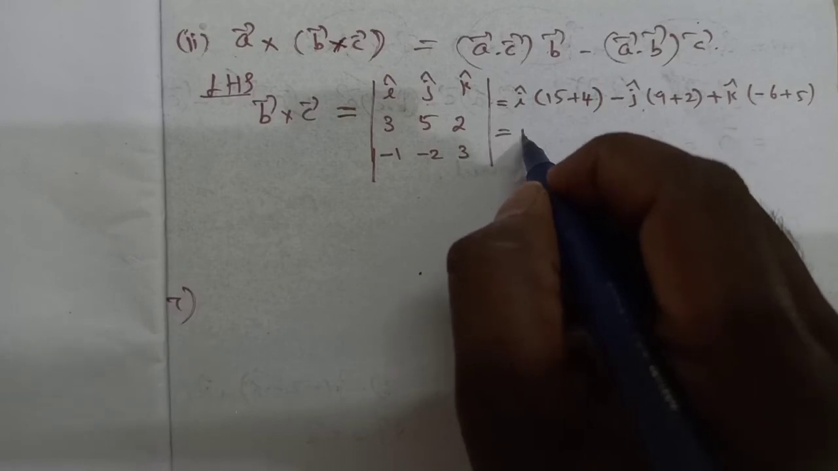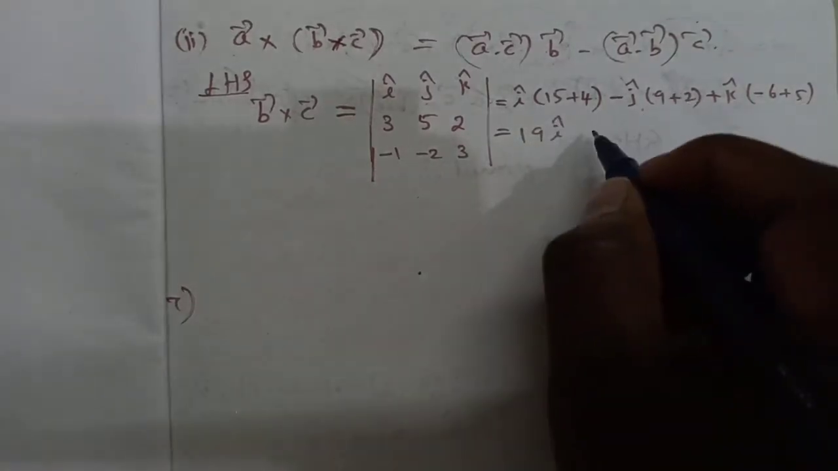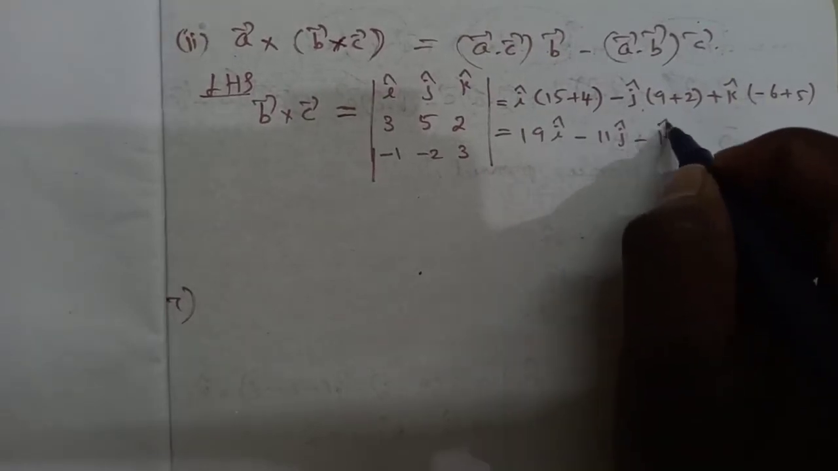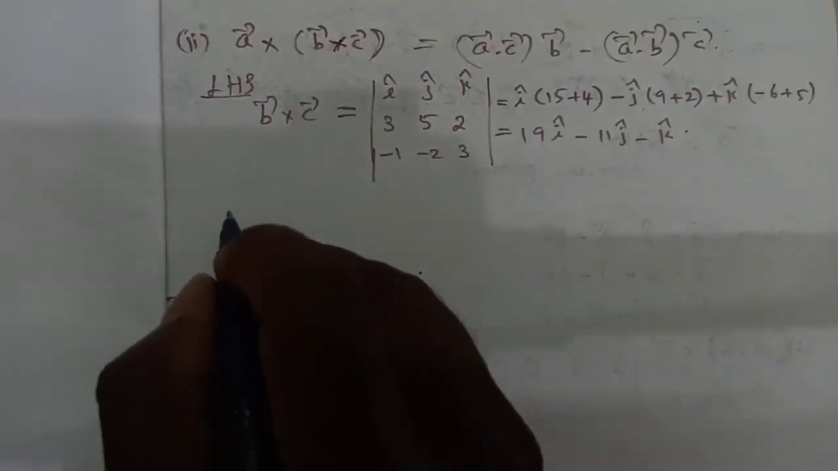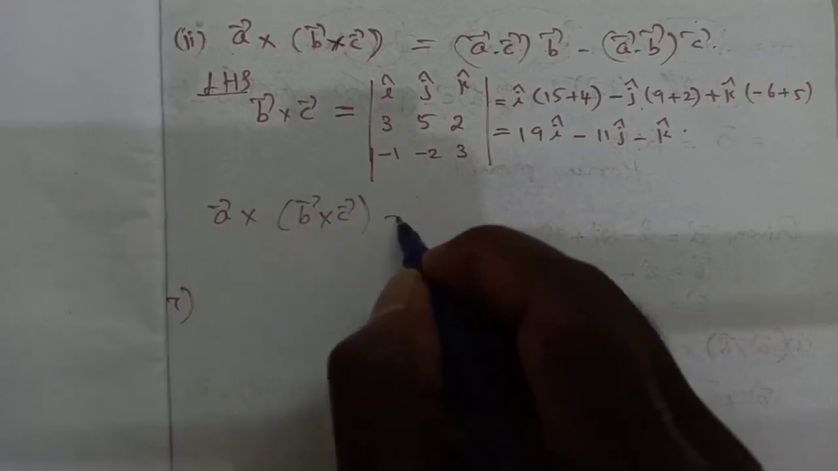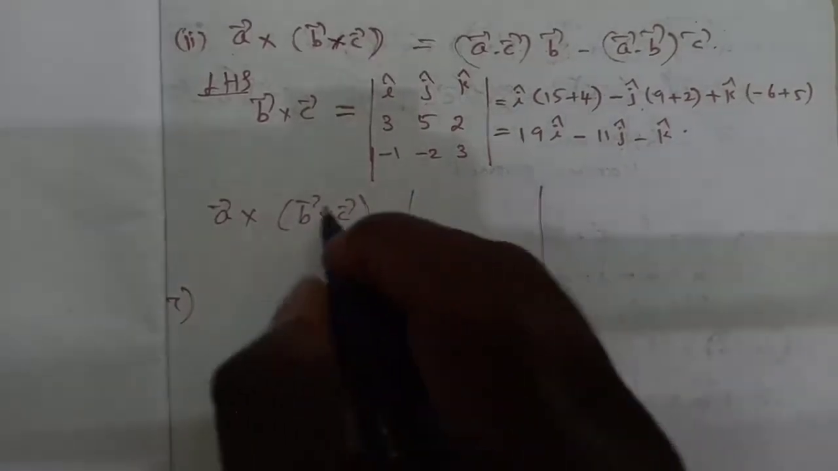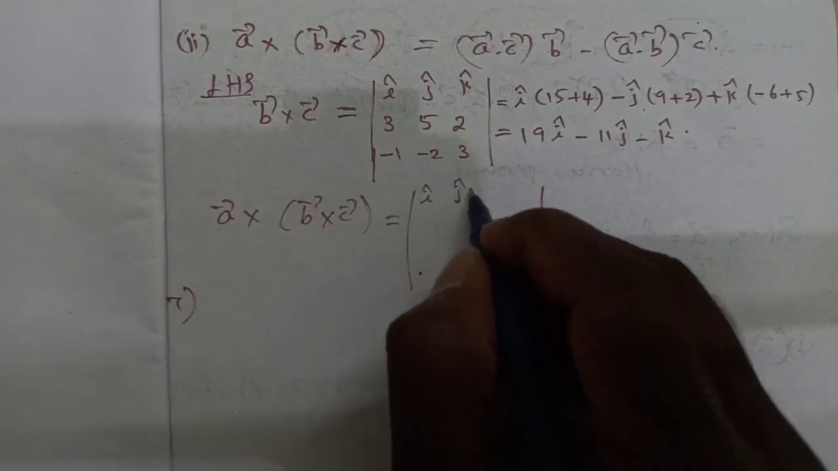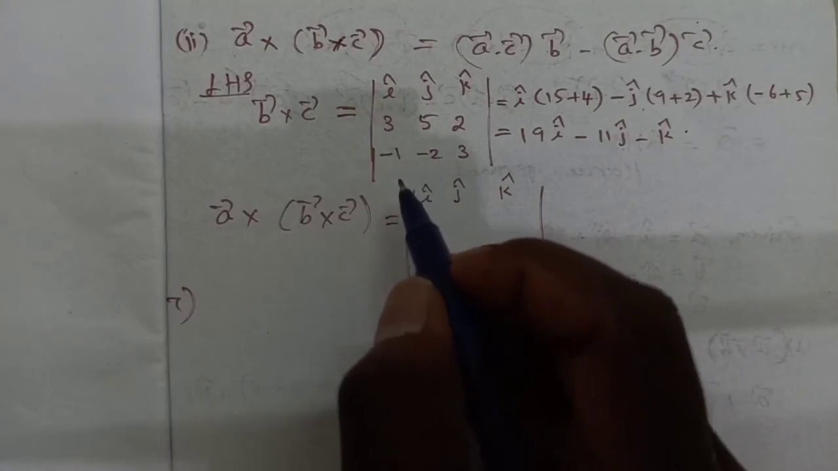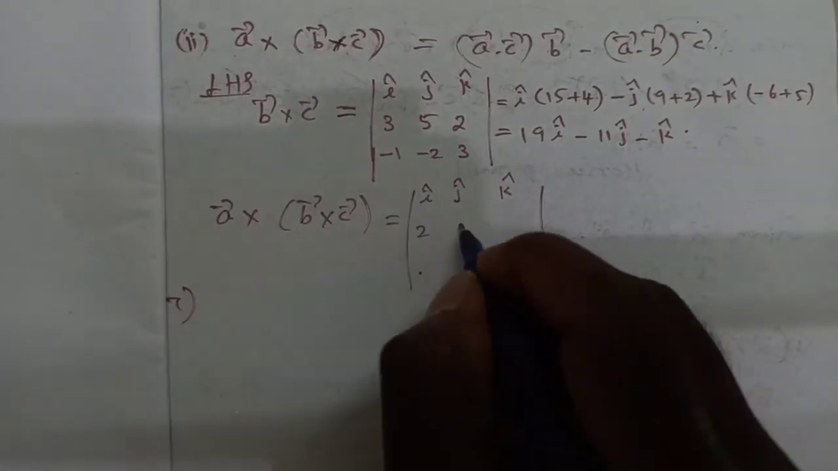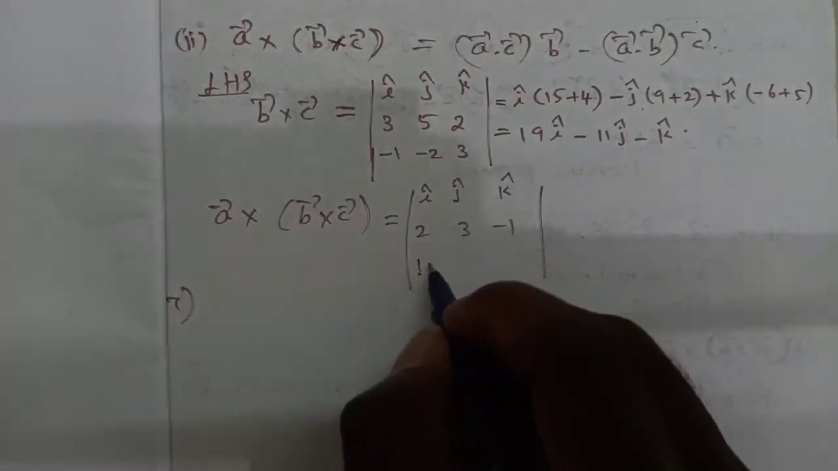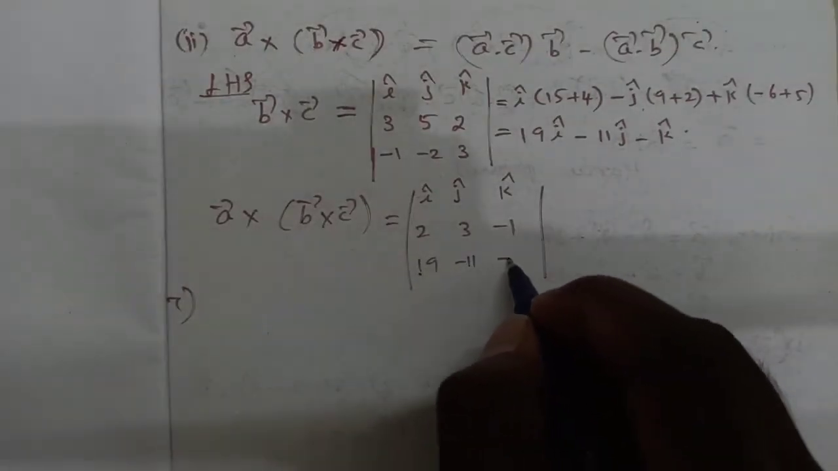Here we have 19 i cap, this is 11, so minus 11 j cap. Next one is minus 1, so minus k cap. This is B cross C. Next we have to find A vector cross (B vector cross C vector). Here the determinant: the first row is i cap, j cap and k cap. The second row entries are the components of A vector, that is 2, 3, minus 1. The third row is B cross C, that is 19, minus 11, minus 1.